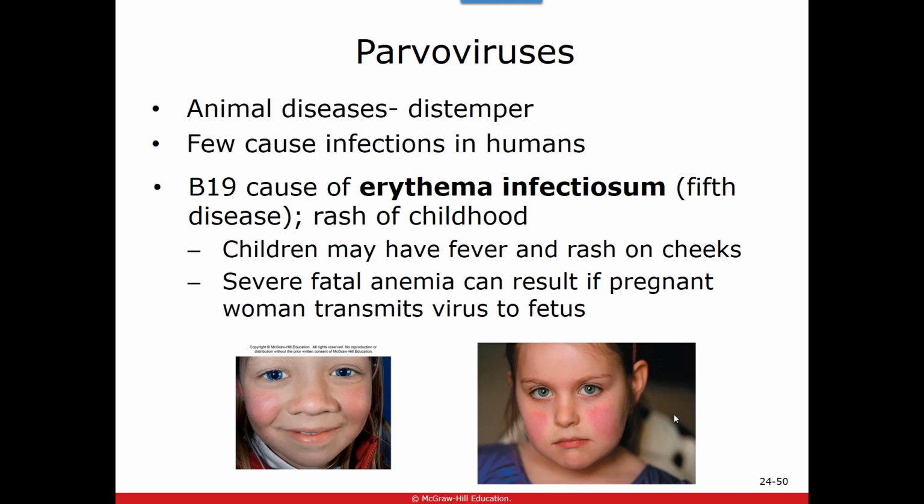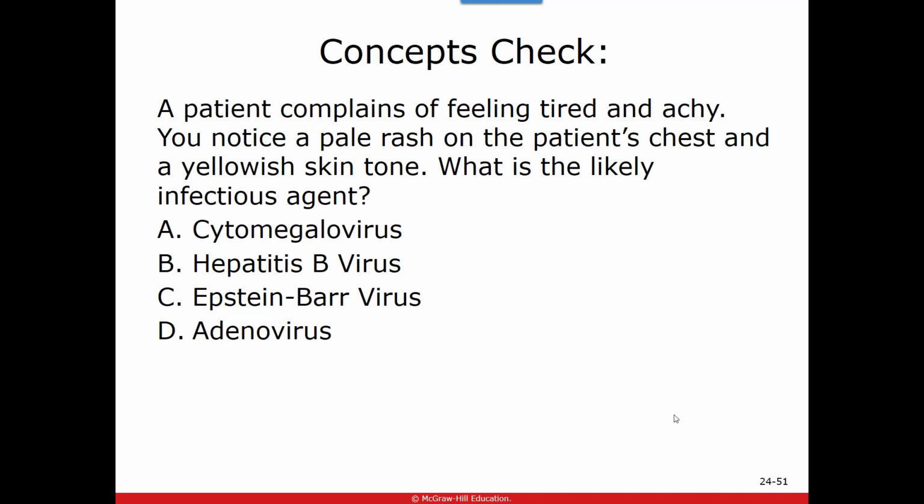My last concept check. A patient complains of feeling tired and achy. You notice a pale rash on the patient's chest and a yellowish skin tone. What is the likely infectious agent? Well, hopefully that yellowish skin tone was your big clue that it's going to be a hepatitis virus. And the only one we talk about in this PowerPoint is hepatitis B.